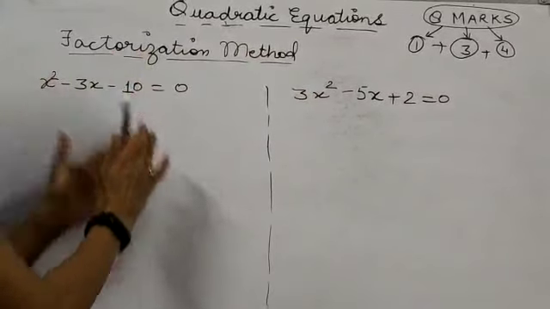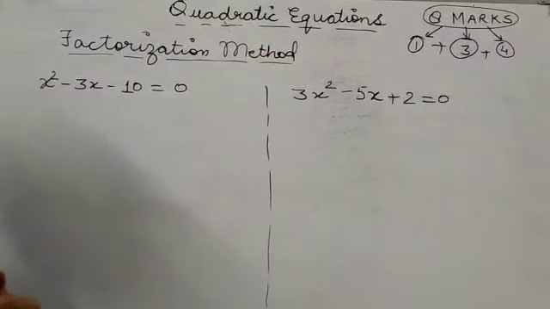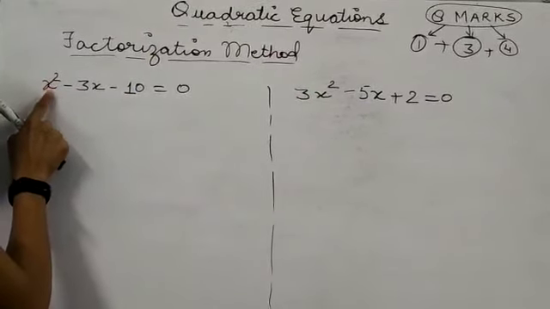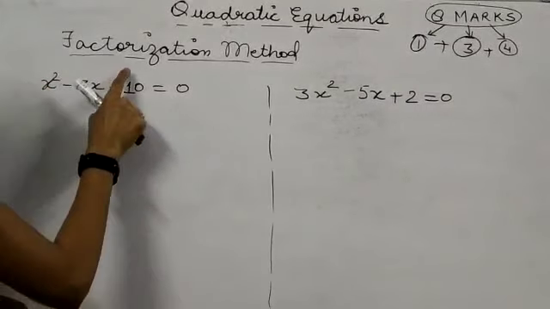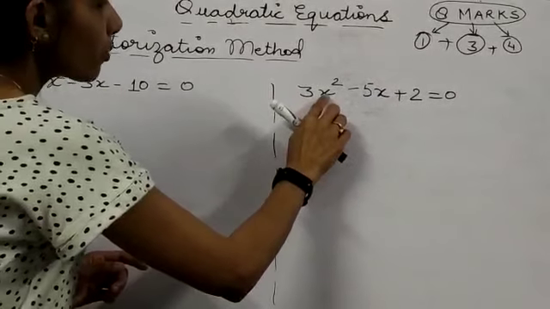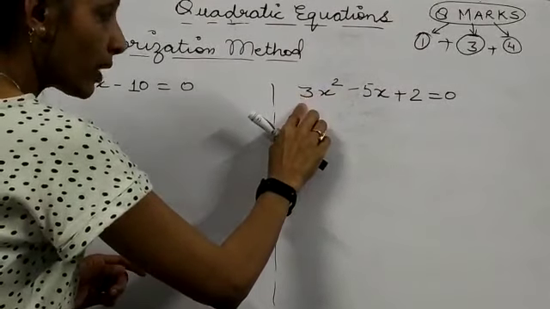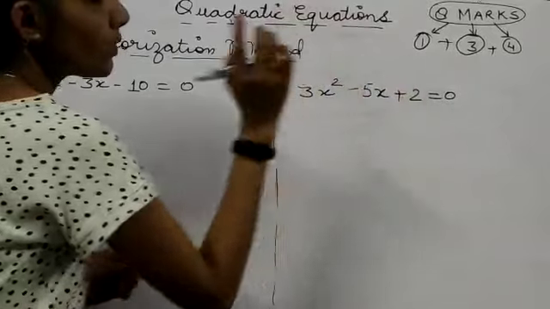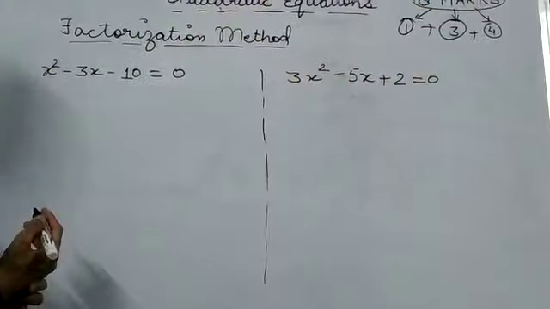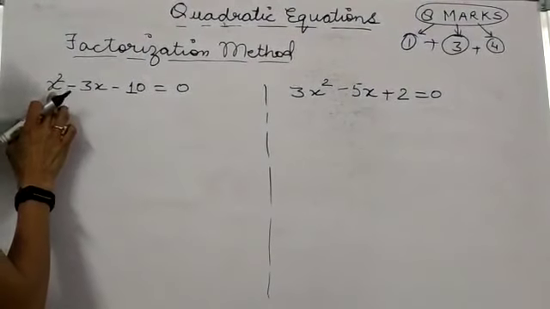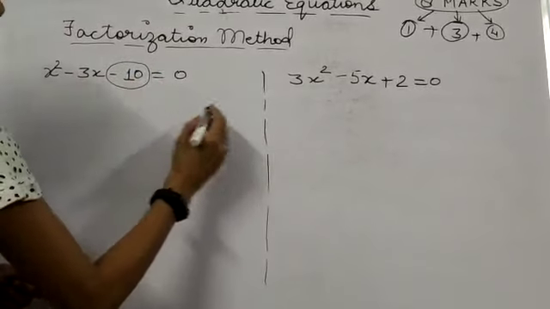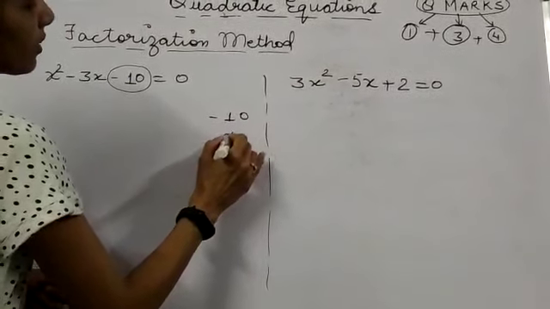When you are following this method, first of all you look for the coefficient of x square. If your coefficient of x square is 1, then you can start with the factorization of this 10. If your coefficient of x square is not 1, then you have to multiply this with the last number and then you can start multiplication. So let's just see the first example. Here the coefficient of x square is 1. So I will directly take this minus 10 and I will factorize it.